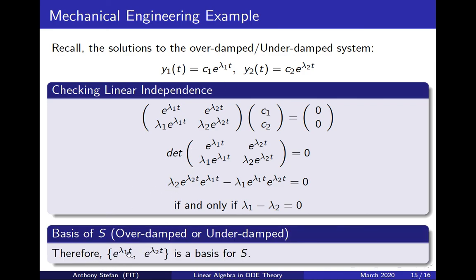So therefore, which is probably the best part, a basis for S, the homogeneous solution space, is e^(lambda 1 t), e^(lambda 2 t). And with that, through any linear combination, we can find all solutions to our homogeneous linear ordinary differential equation with constant coefficients.